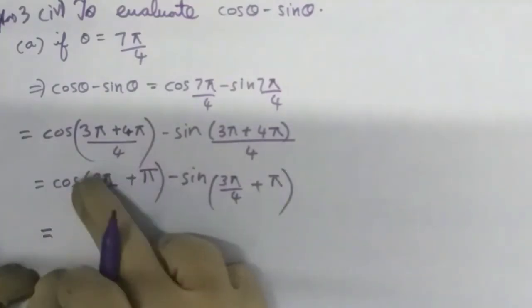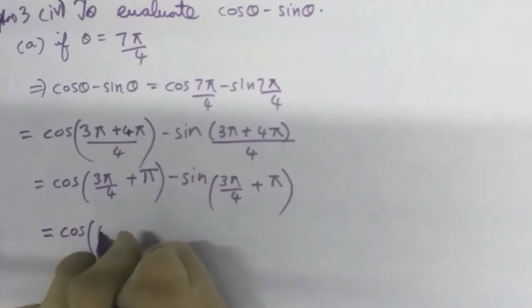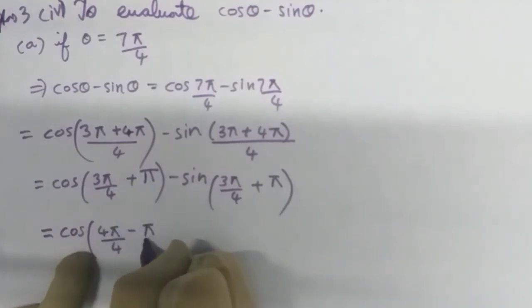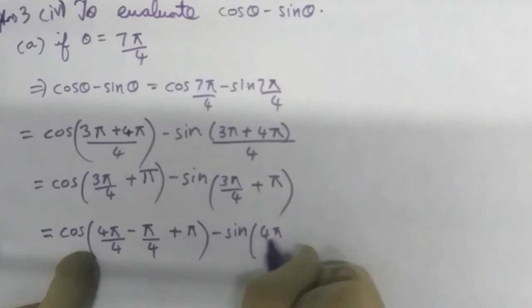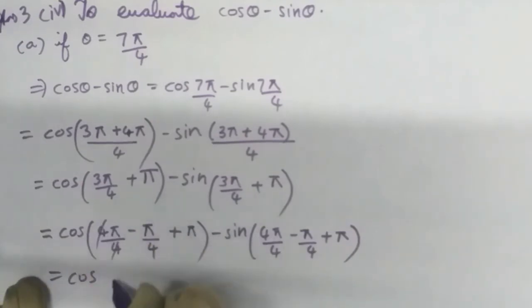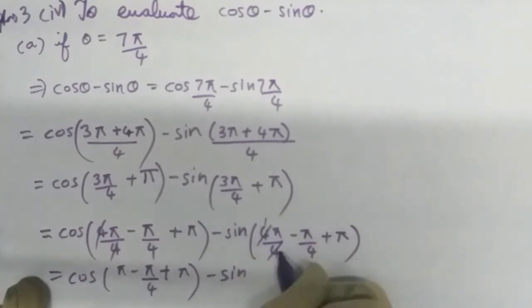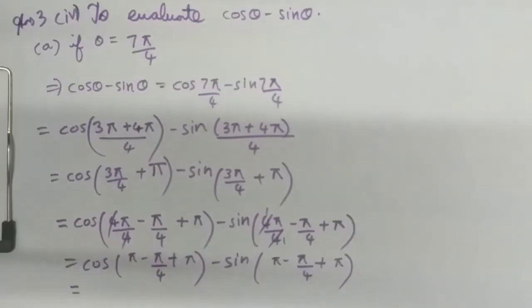Again expand this 3 pi by 4, because 3 pi by 4 is not a quadrant angle. I can write 3 pi by 4 as 4 pi by 4 minus pi by 4, which is 3 pi by 4, plus pi. Similarly for sine. So this can be written as cos (pi minus pi by 4 plus pi), and minus sine (pi minus pi by 4 plus pi). Now pi plus pi is 2 pi, so cos (2 pi minus pi by 4) minus sine (2 pi minus pi by 4).